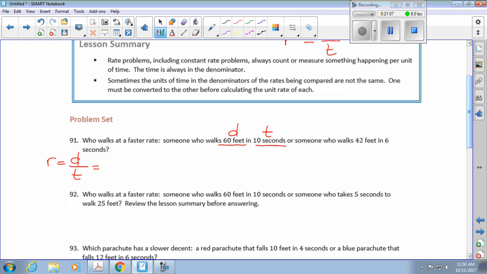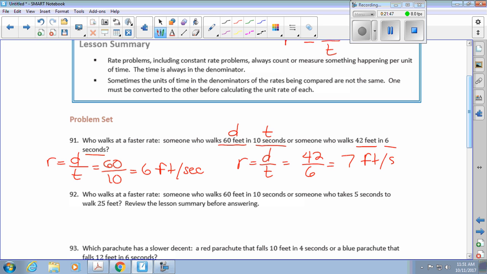We're going to say, what for our distance? 60, and our time is 10. So what's 60 divided by 10? 6. So this person's walking 6 feet per second. We are going to compare that with this other person who does 42 feet in 6 seconds. Right? So again, rate equals distance over time, and they're going 42 feet. It's taking them 6 seconds. When you divide 42 by 6, what do you get, Stephanie? 7, and that would be feet per second.